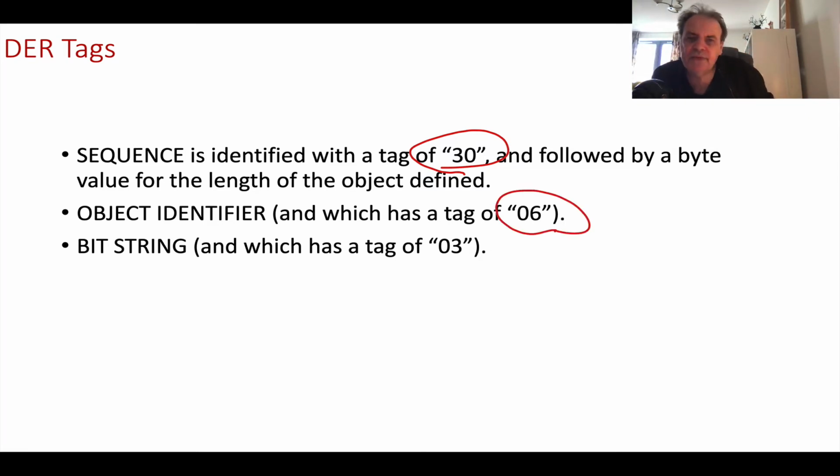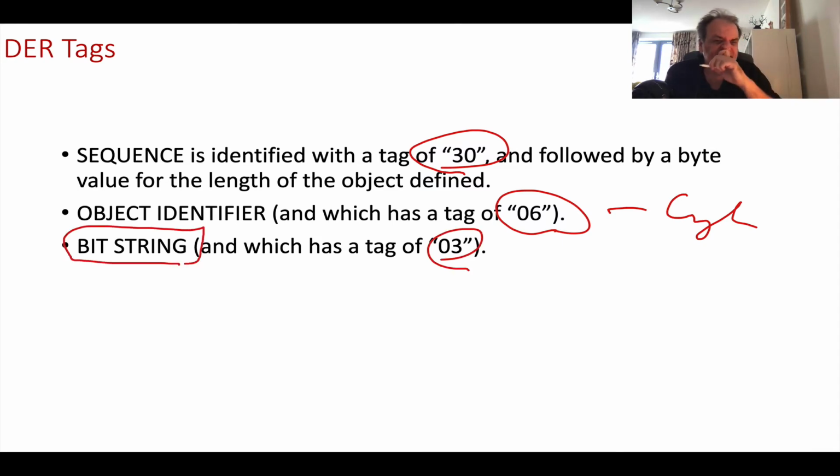One of the most important elements is what's called the object identifier, and this is going to identify the crypto type, the crypto methods that are actually used. So the thing that happens after the 6 will define whether it's elliptic curve or RSA, say. And then a tag of 3 identifies a bit string coming up. So we have a tag of 3, we have the length of the bit string as the next byte, and then we'll have the bit string after it.